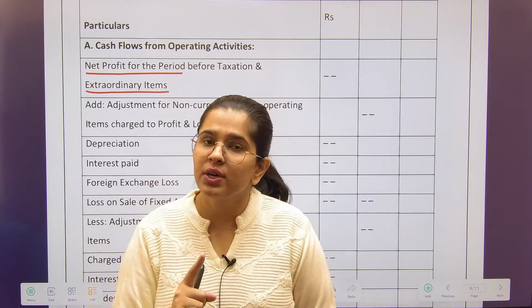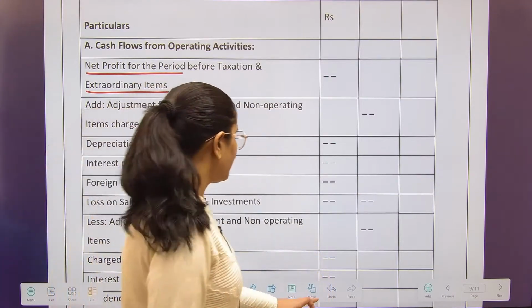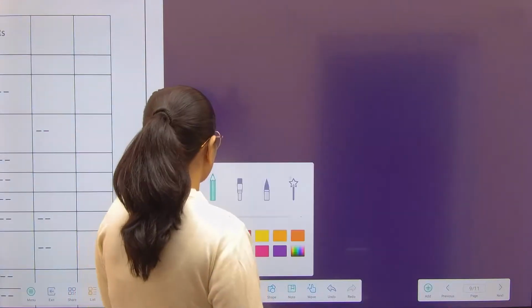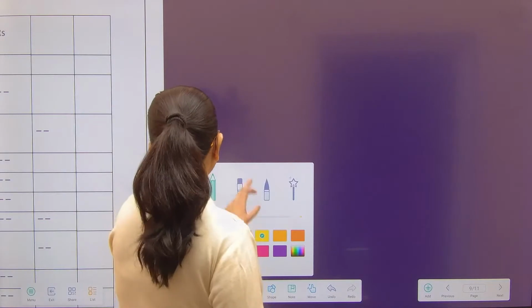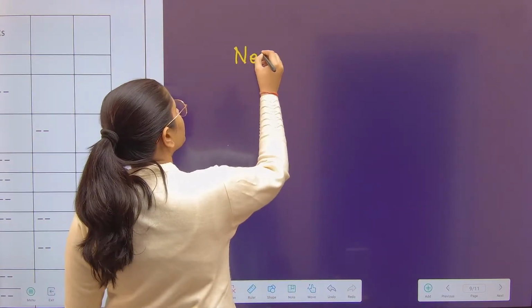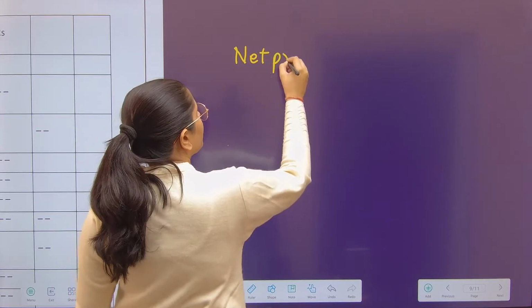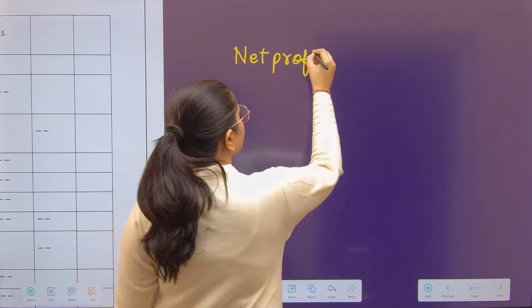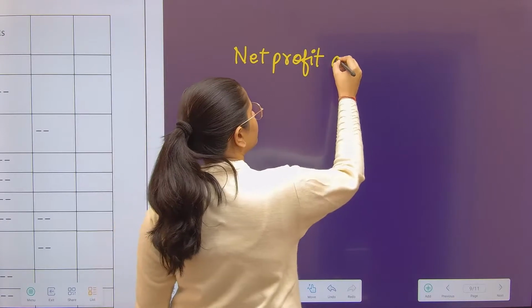So in simpler terms, what I will do is a back calculation. How will we do the back calculation? Let's see. I'll be having my net profit as per the P&L account.